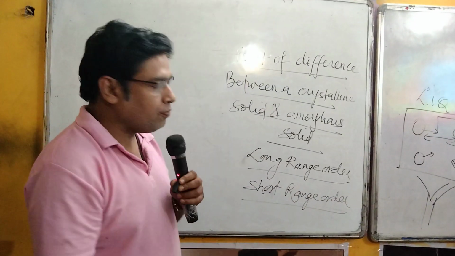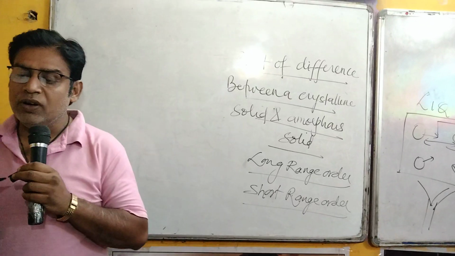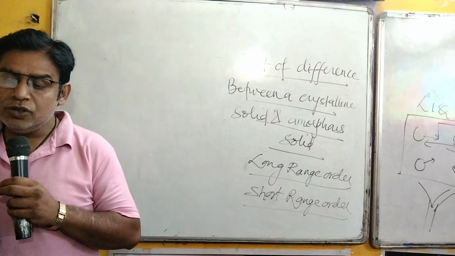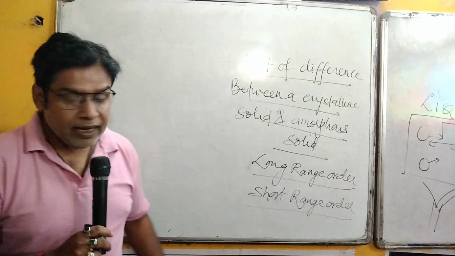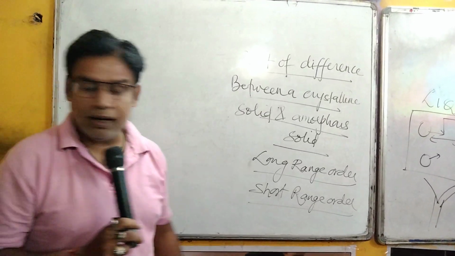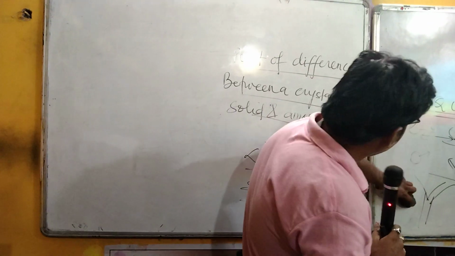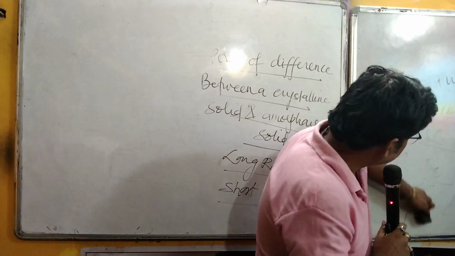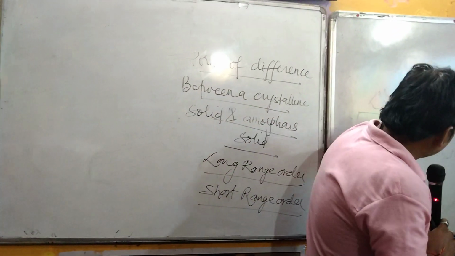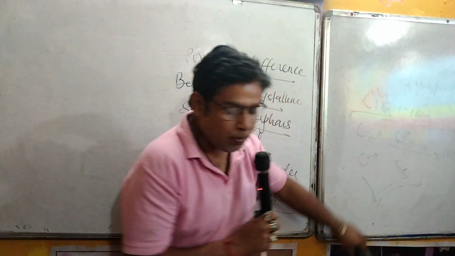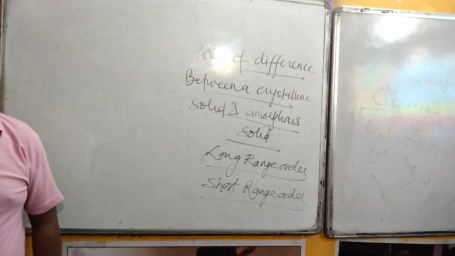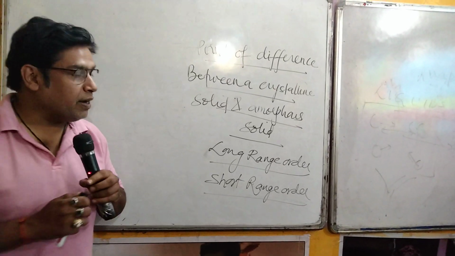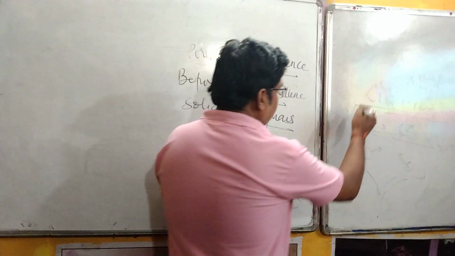On the basis of both of these, we have the long range order as well as the short range order. Clear? In fact, as I told you, if you see and try to understand a crystalline solid, you will find that the particles are arranged in a definite pattern. Clear? And you will find that the particles are arranged everywhere, in every corner.